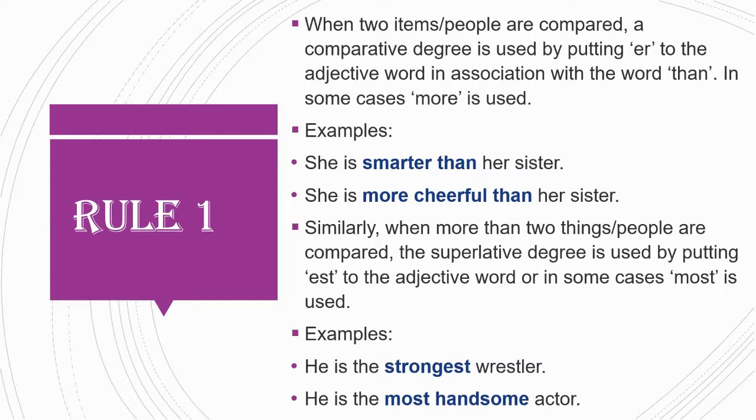Similarly, when more than two things or people are compared, the superlative degree is used by putting est to the adjective word, or in some cases, most is used. For example, he is the strongest wrestler. He is the most handsome actor.